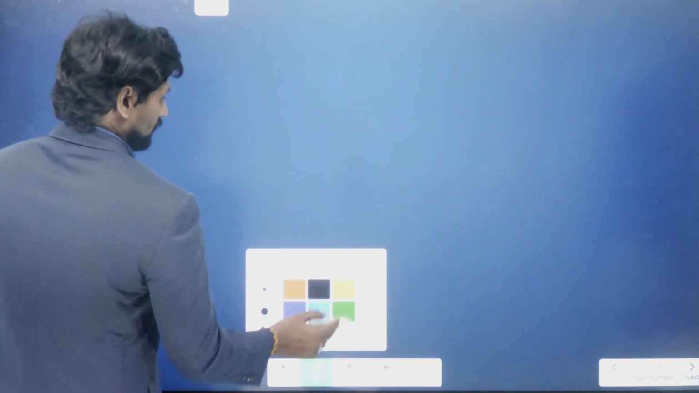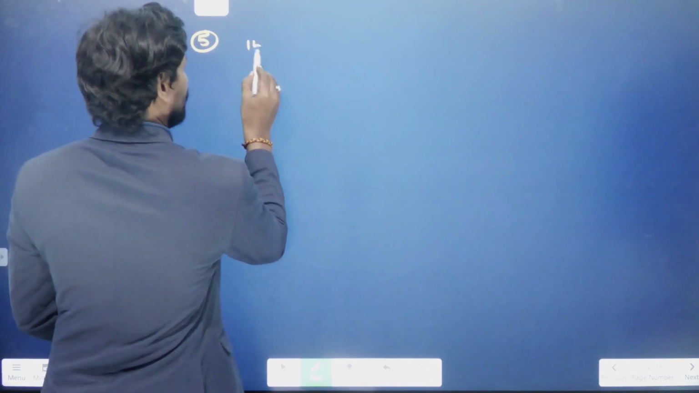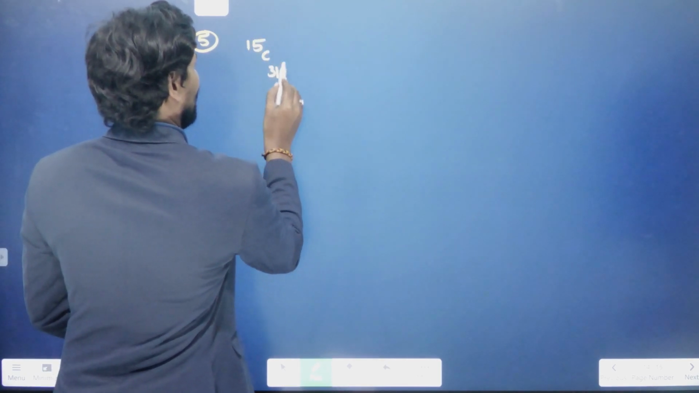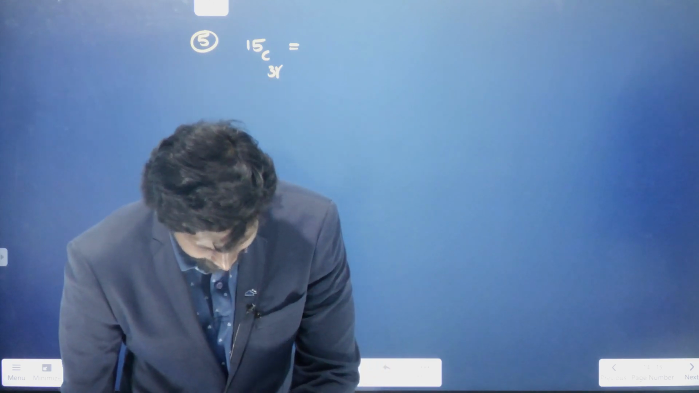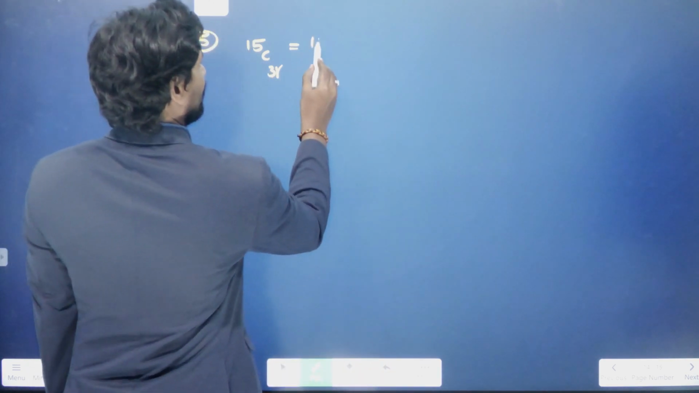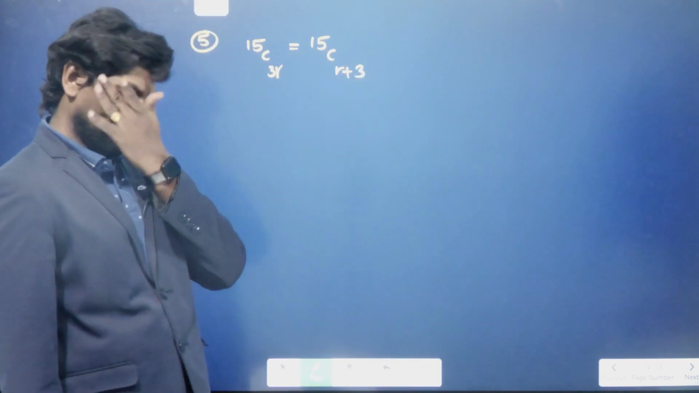Problem number 5. Given that 15C3R equals 15C(R+3), we need to find the R value.